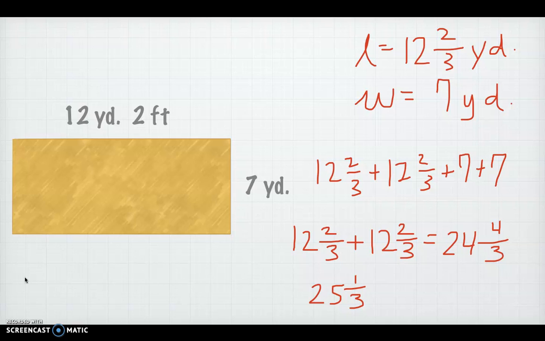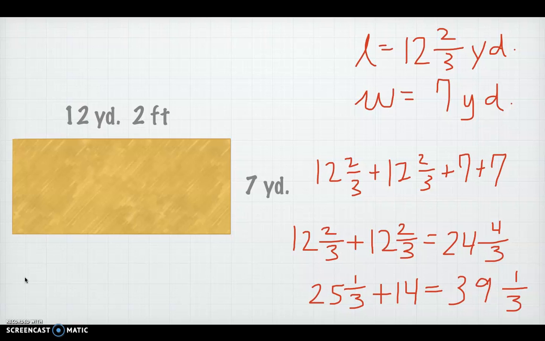Then I still have the 7 plus 7, so I have to add those. 7 plus 7 equals 14. And let's go ahead and add those two numbers. 25 plus 14 equals 39. And copy down the fraction, which is 1/3.